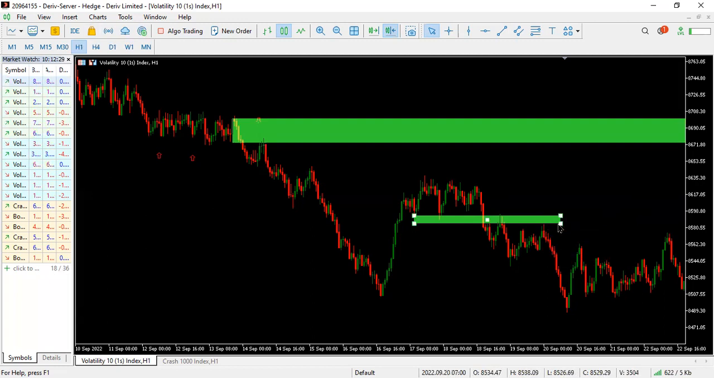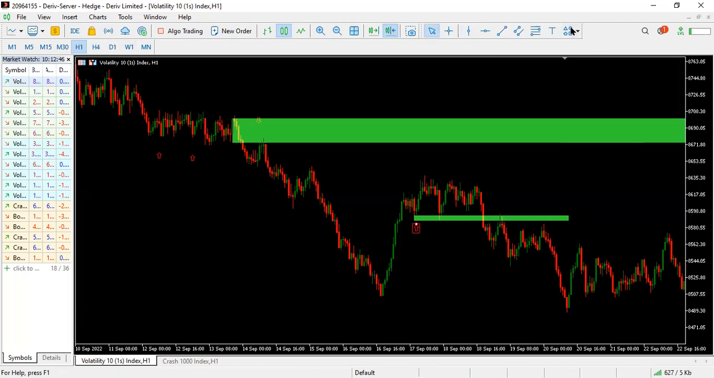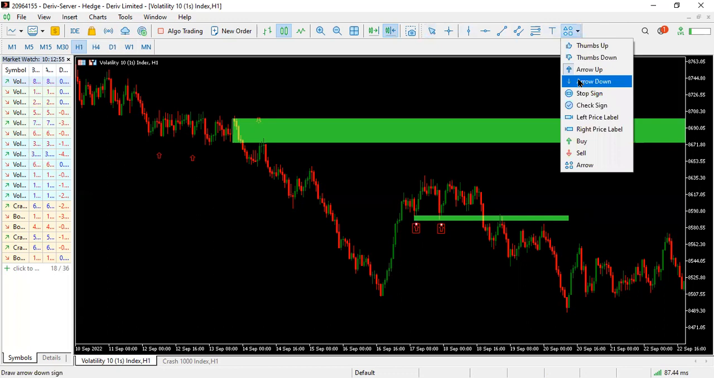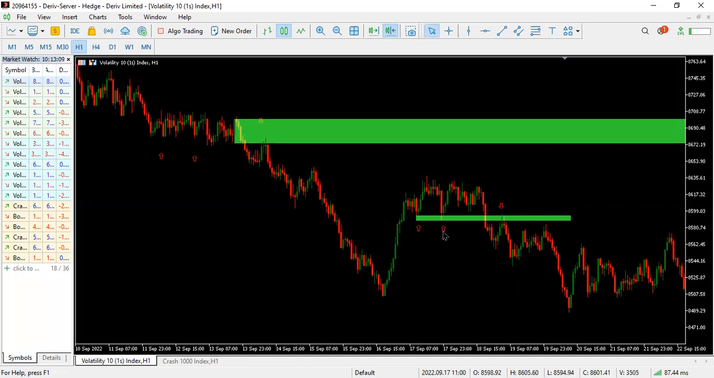I think I just need to drag it to this level. Okay, now it looks good. So at this level, we're going to pay attention to 1 and 2, and then the flip, and then it was broken here. Remember, once a support is broken, it becomes a resistance. This is what we have now.